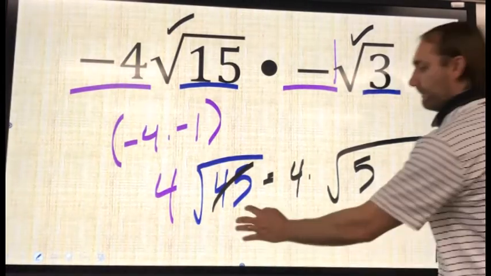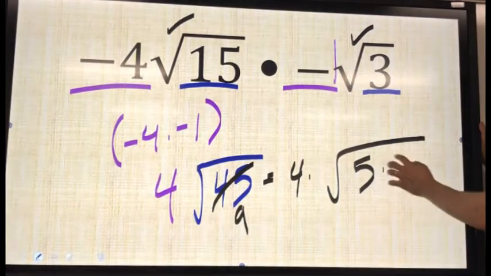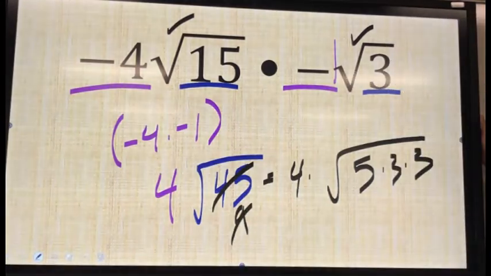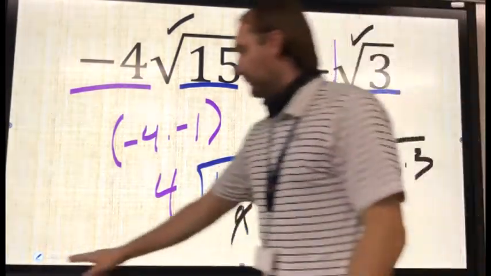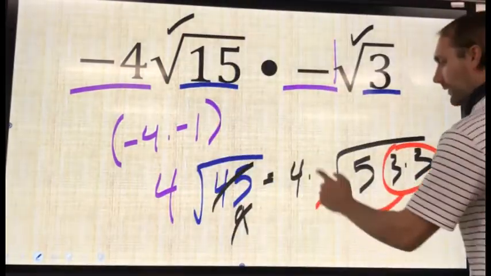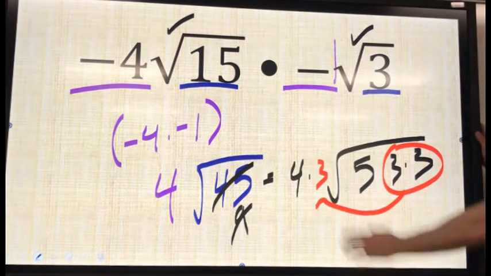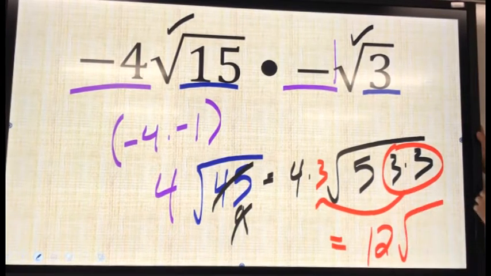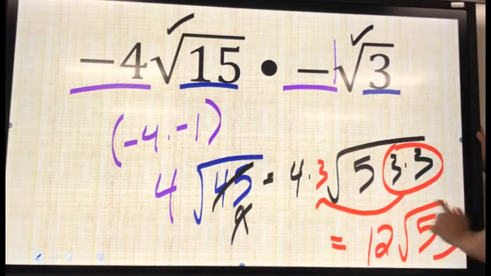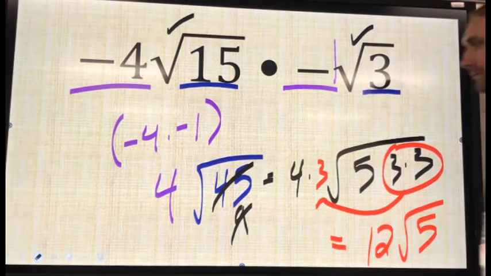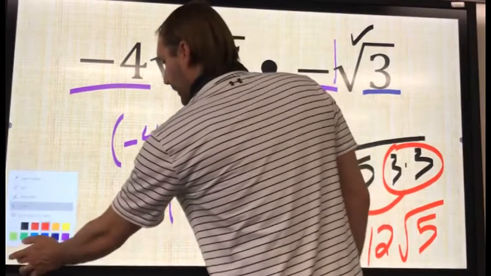9. And 9 is 3 times 3. So what comes out? Very good. 2 3s gives me a 3 here. So 4 times 3 is 12. Square root of? Very good. 5. 12 square root of 5. All right.